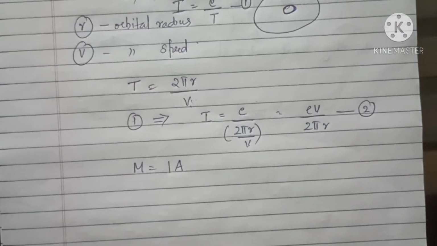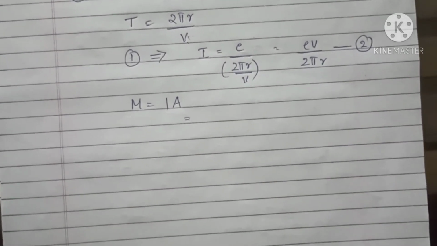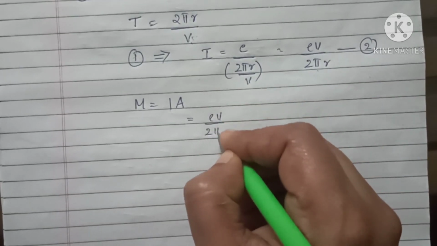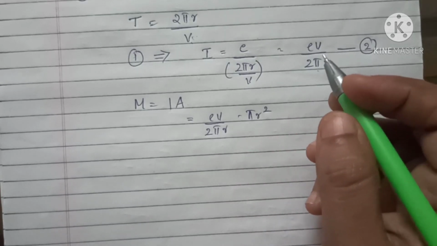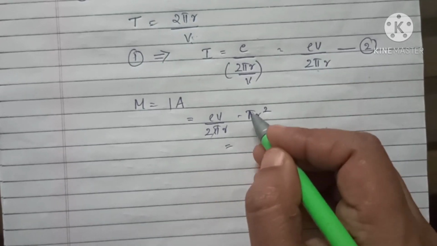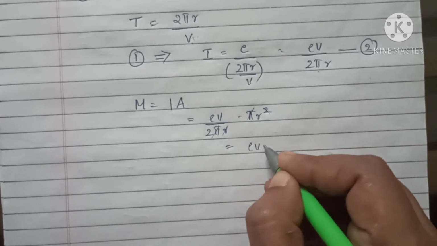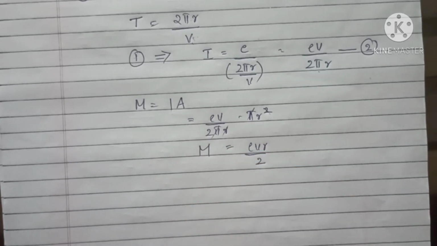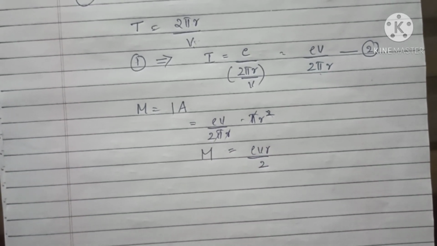Now you can substitute here, that is I, you know the expression. I is given by eV by 2 pi r, and area is pi r squared. So here pi gets cancelled, r gets cancelled, then finally evr divided by 2. This is the magnetic dipole moment of the electron, evr by 2.